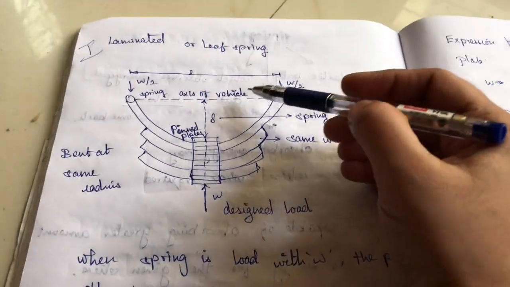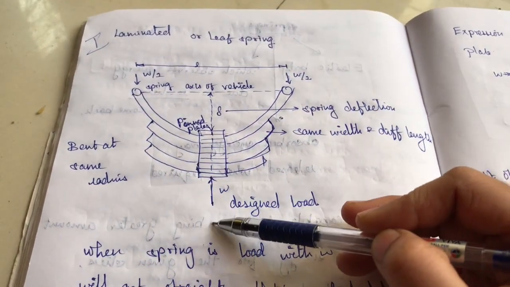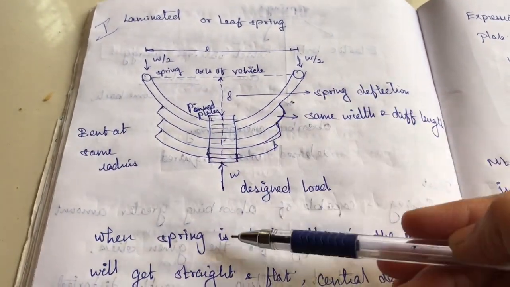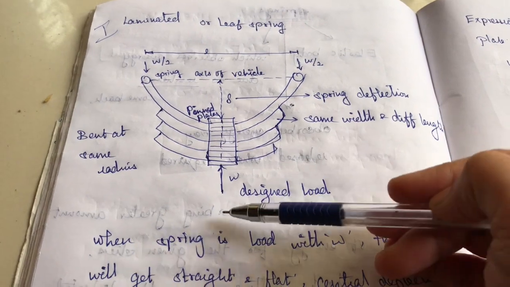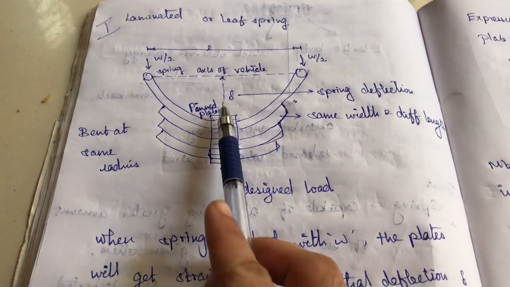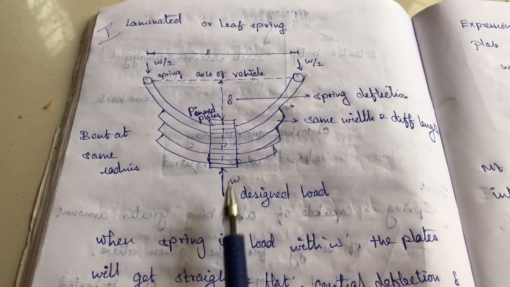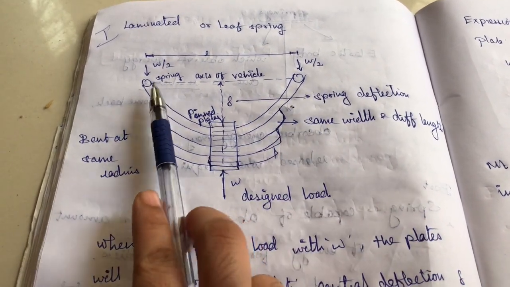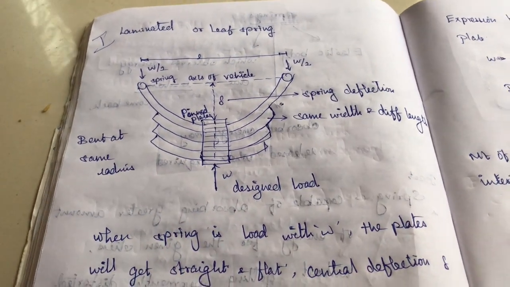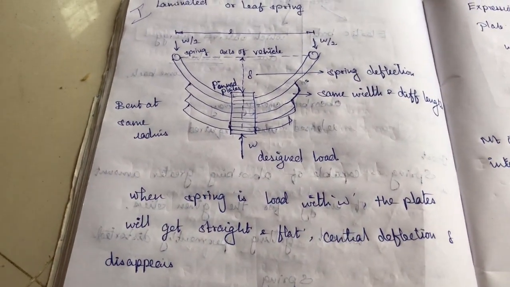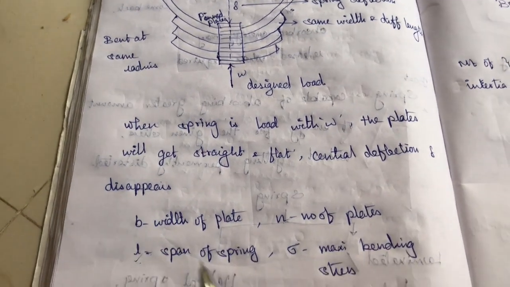And you can easily say that this is the load, so there will be two reactions here. The two reactions will be opposite to this load, and the load should be split into two, because it is acting at the center. So it will be split into W by 2, W by 2. And this length is L, the spring span length.